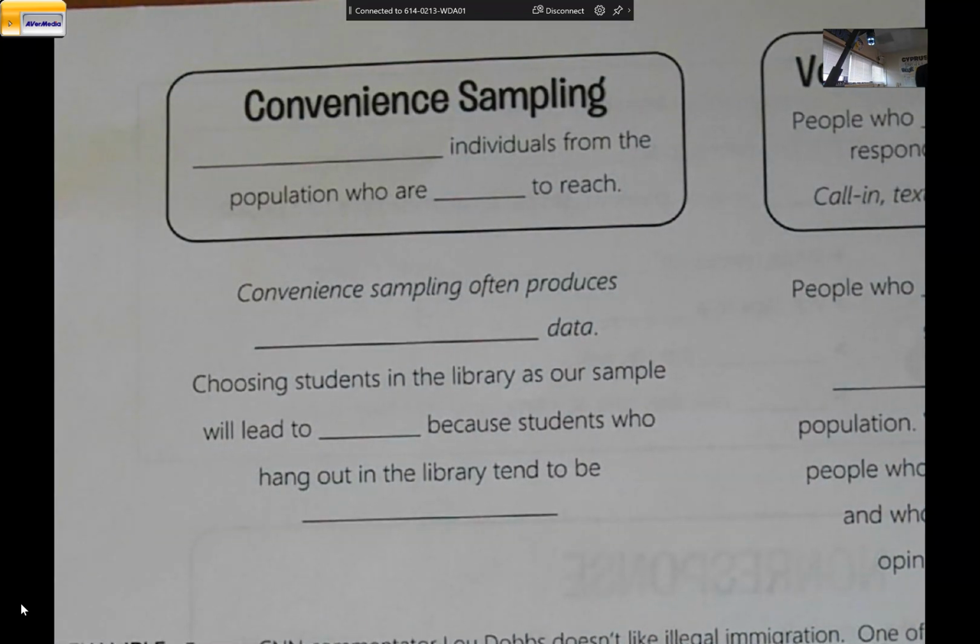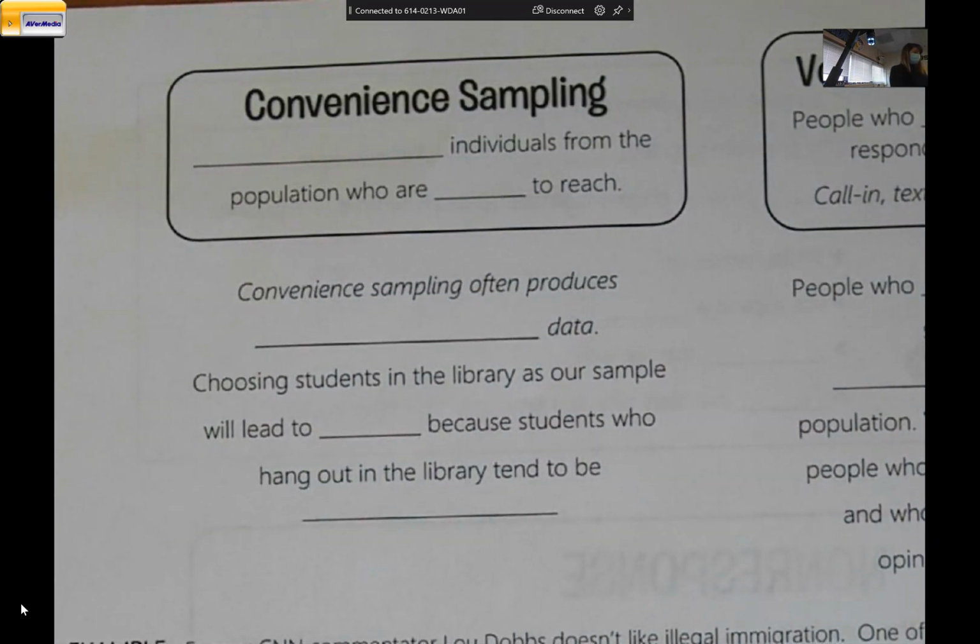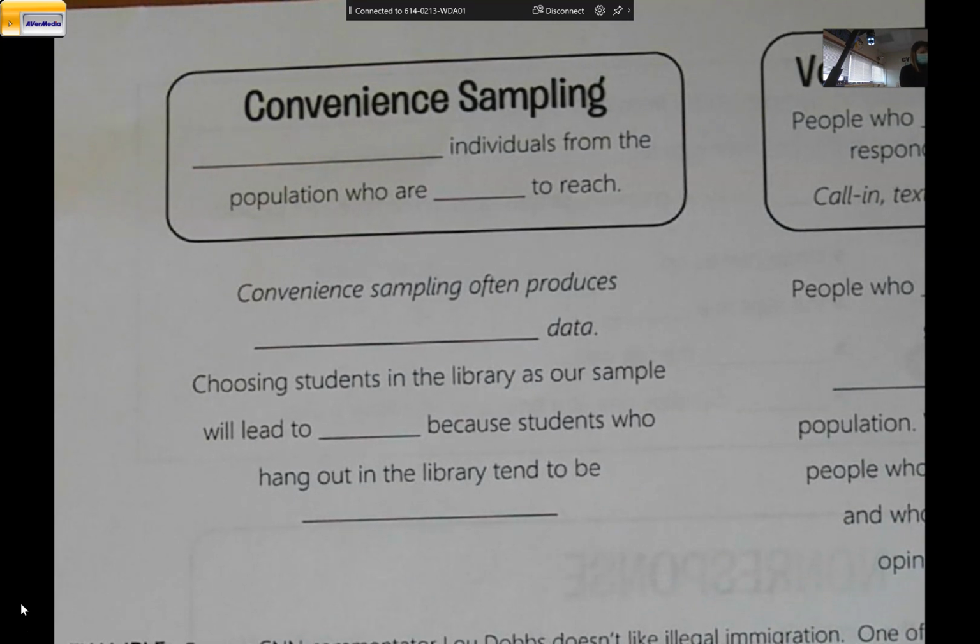So the first kind of sample you can get is called a convenience sample. And it is what it sounds like. You take a sample that is convenient. So like if I wanted to take a sample about how many of you guys want to get rid of distance learning days, a convenient sample would be me just asking you guys. That's convenient because it's quick and easy. Know what I'm saying? Okay, so let's figure out what these blanks are.